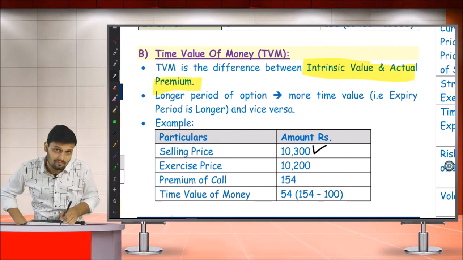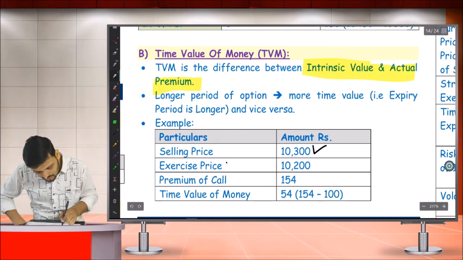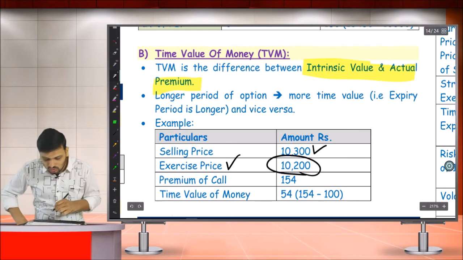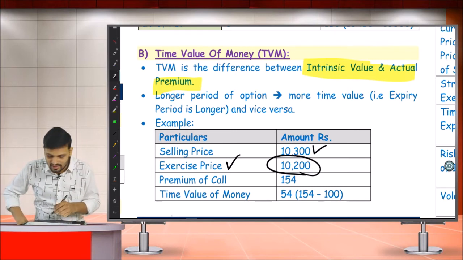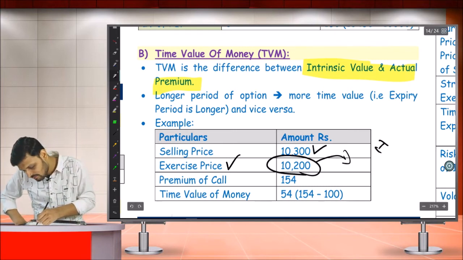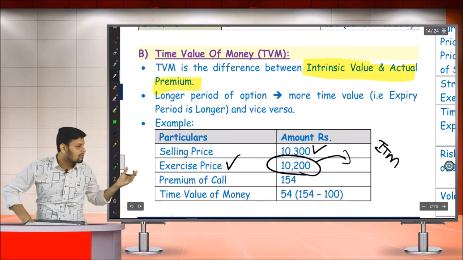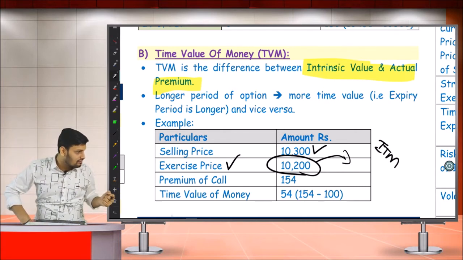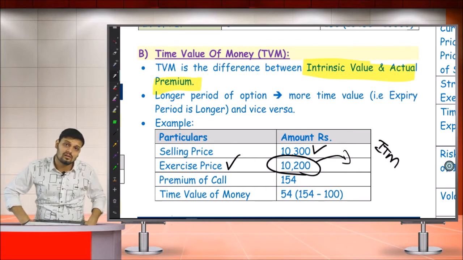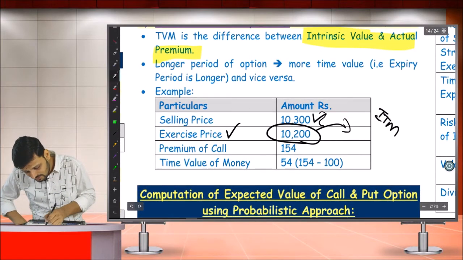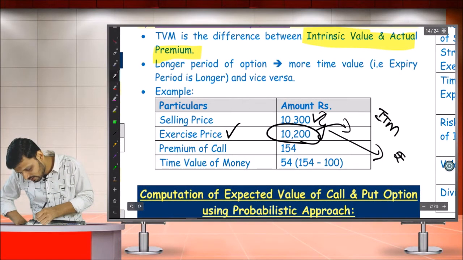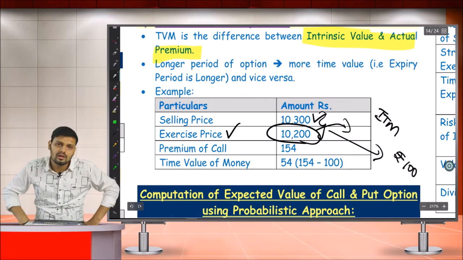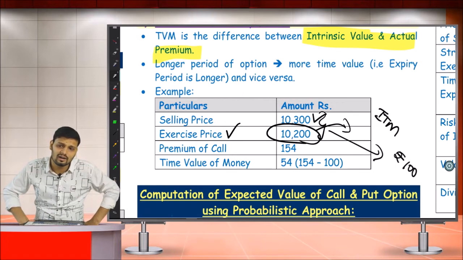You are a call option buyer. You want to exercise it at 10,200. Can I tell, this is in the money. If you go to the market, you can buy it at 10,300, but you want to buy it at 10,200 in the future. In the money. Can I tell, the intrinsic value is only rupees 100.